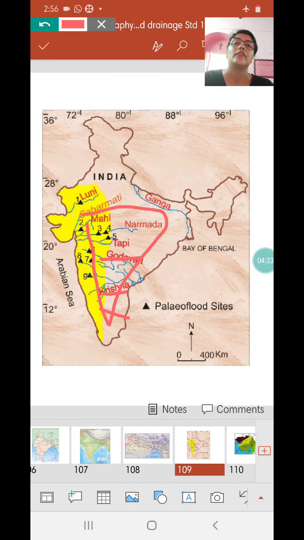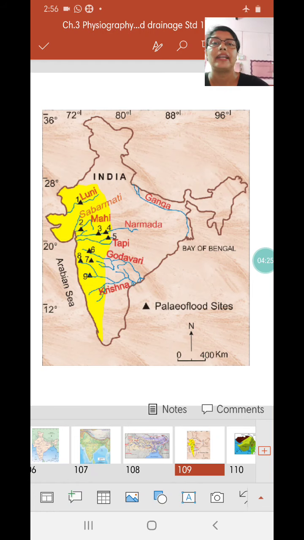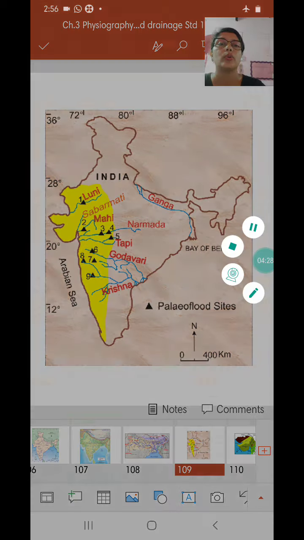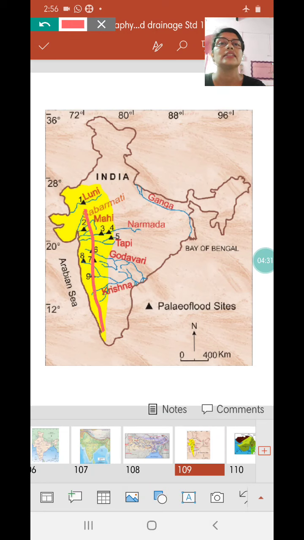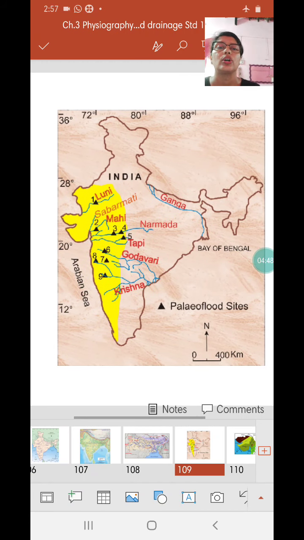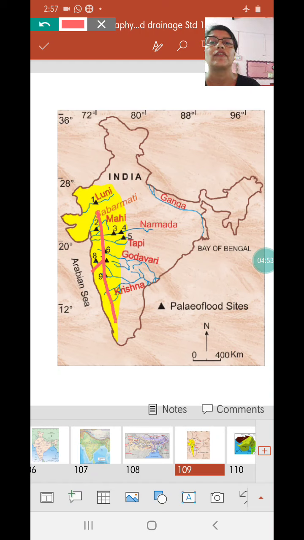Then we know that the peninsular plateau rivers are mainly originating in the Western Ghats, that is in the Sahyadris. The Western Ghats act as a major water divide between east flowing and the west flowing rivers, that is the Bay of Bengal rivers and the Arabian Sea rivers. The west flowing rivers are very short and swift. For example, Tirakol, Mandavi in Goa, Periyar in Kerala. These are short and swift west flowing rivers.